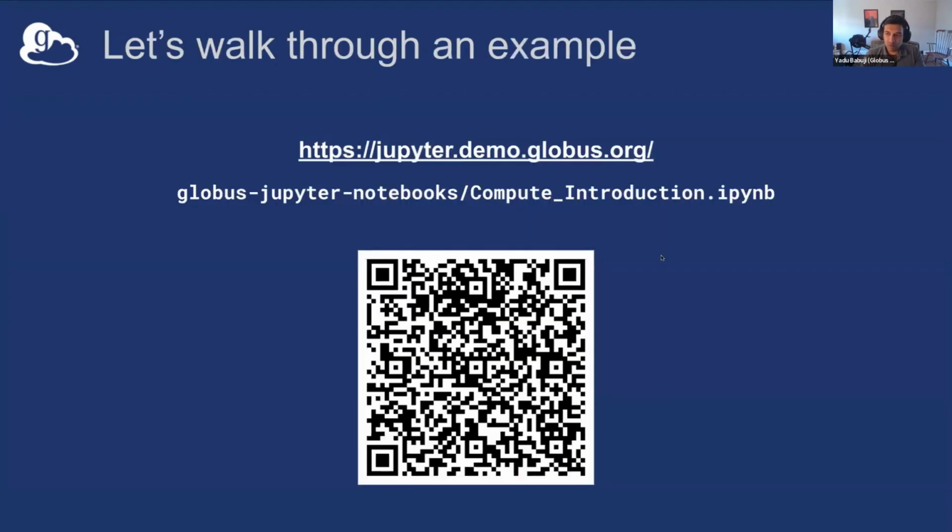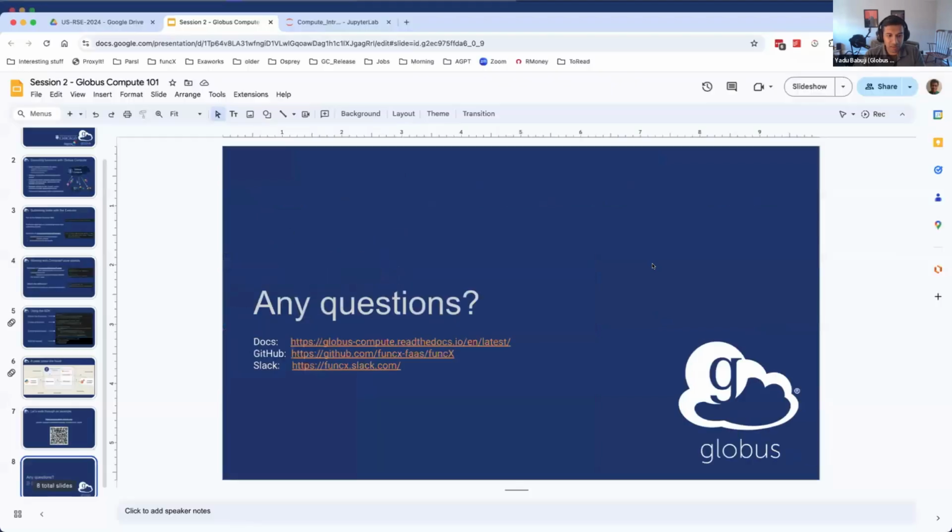So at this point, what I want to do is show you this Jupyter notebook that will allow us to go over our very simple compute introduction notebook and go over all of the stuff that we just talked about. If you have spare cycles, please take this link. You can also scan this QR code to get to this. It's basically jupyter.demo.globus.org. And I will walk you through a live session of going over the tutorial notebook.